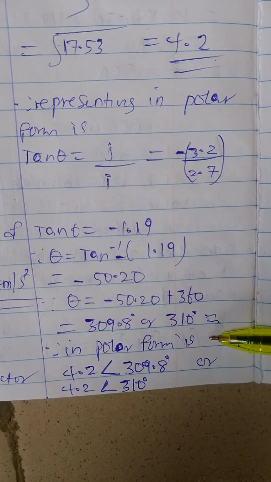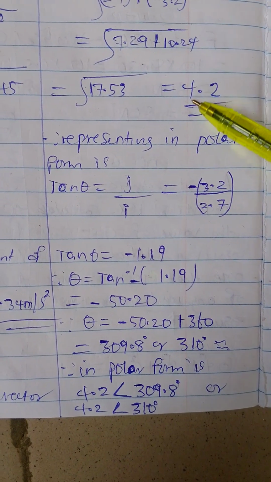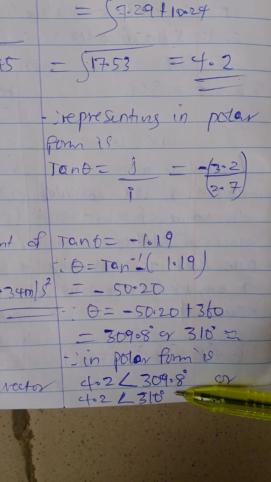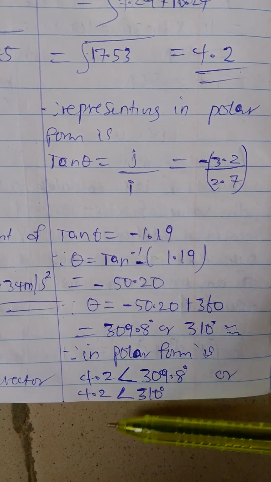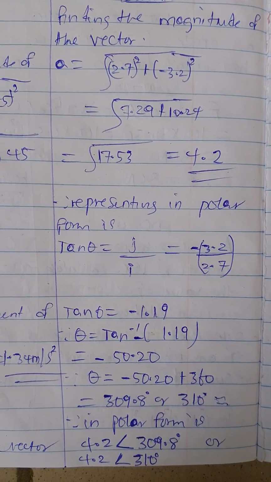Now therefore in polar form, this 4.2 is my magnitude, at an angle of 309.8 degree, or 4.2 at approximately 310 degree. This is the answer. Very simple.